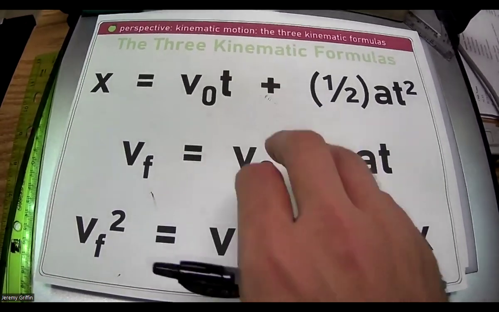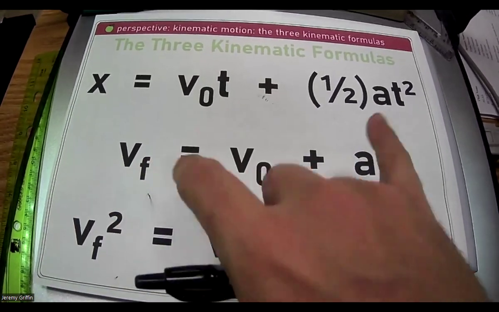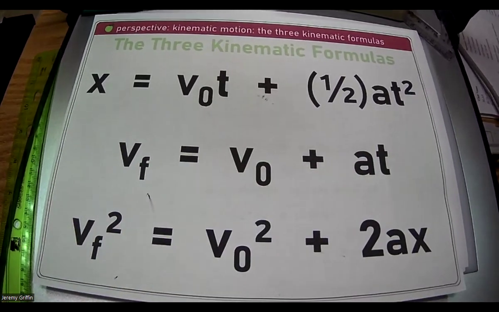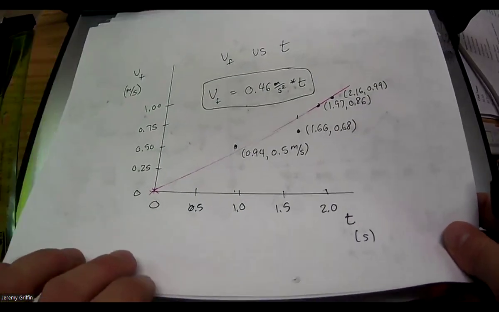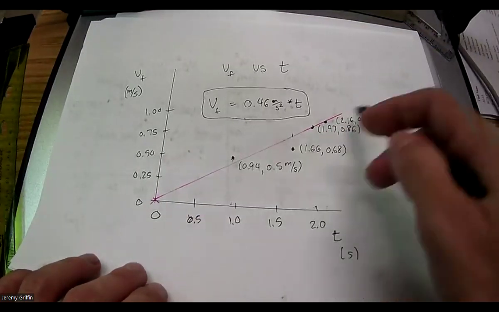Now, if you graphed on a velocity versus time axis, what shape did that graph look like? Just a straight line, wasn't it? And this is it. So velocity versus time, just a straight line like that.